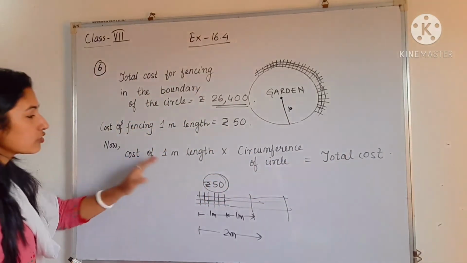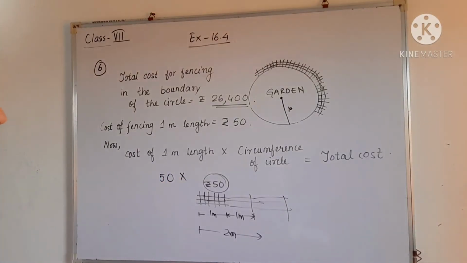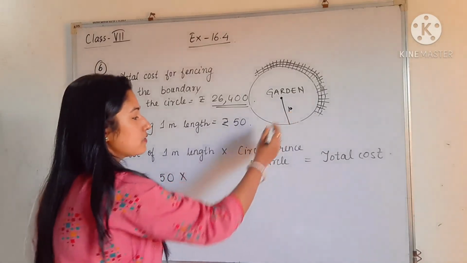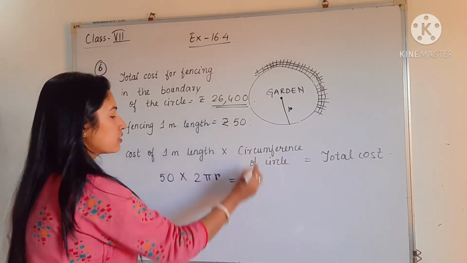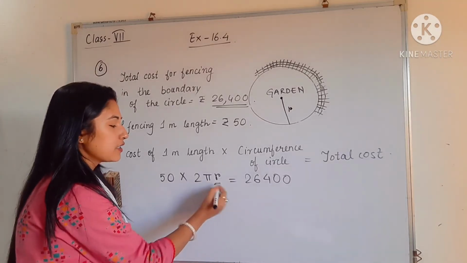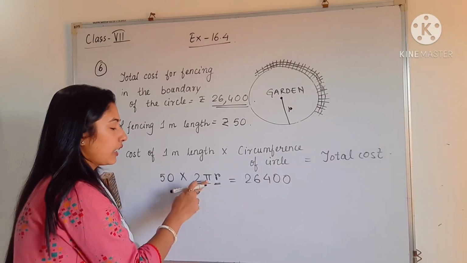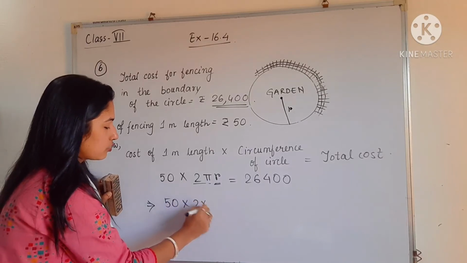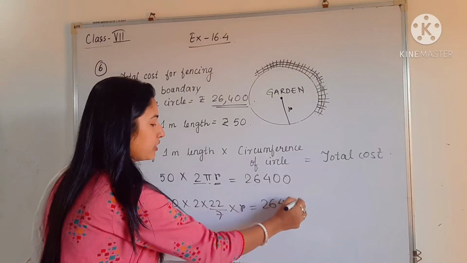Okay, so here cost of 1 meter length is given, that is 50 rupees, into what we have to write is the circumference of circle. You know the formula. See, in the question we have to find the radius, that means we can apply the formula 2 into pi into r is equal to, the total cost is given 26,400. Okay, so see here, radius is not given and the other things are given. 2 we know, 2 we can cancel out. Okay, and then pi, the value of pi is 22/7. So we will put 2 into 22/7 into r is equal to 26400.